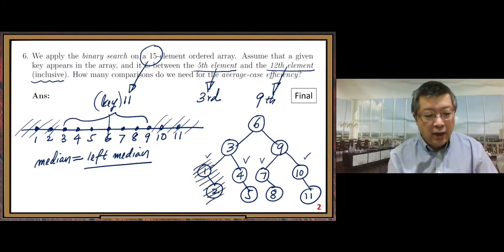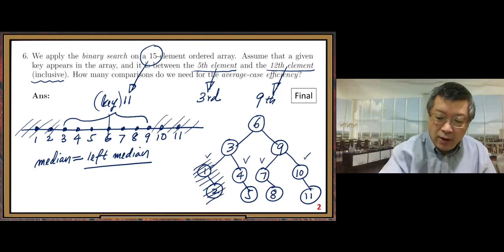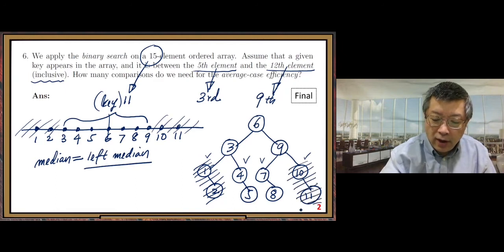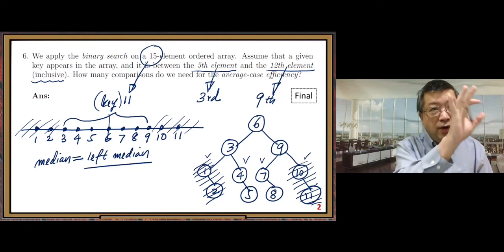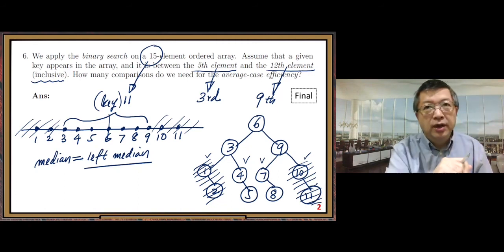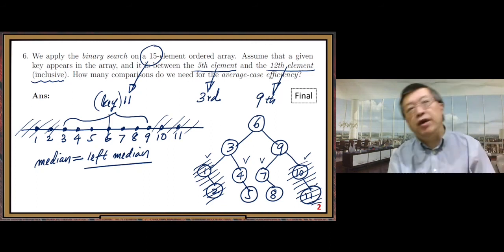Left end. Right end, node 10, node 11, gone. Okay. All right. The remaining nodes should be considered when we work on the average case efficiency.